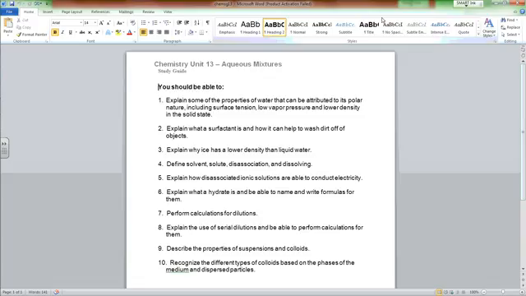Okay, number 2 says explain what a surfactant is and how it can help to wash dirt off of objects. So remember, a surfactant is something that disrupts the hydrogen bonding of the water molecules and allows them to be attracted to the dirt molecules. It's kind of a chain in between, because surfactants tend to have a polar side and a non-polar side. One side is polar and integrates with the water molecules really easily. They have another side that's non-polar and is attracted to the non-polar dirt molecules. Allows them to be dragged along with the water.